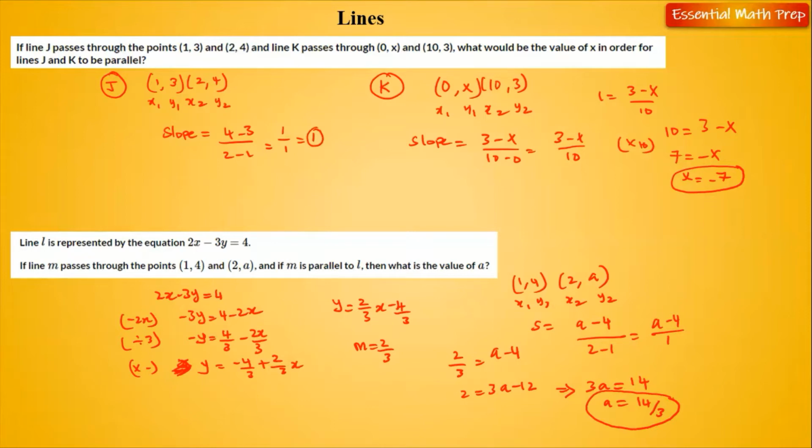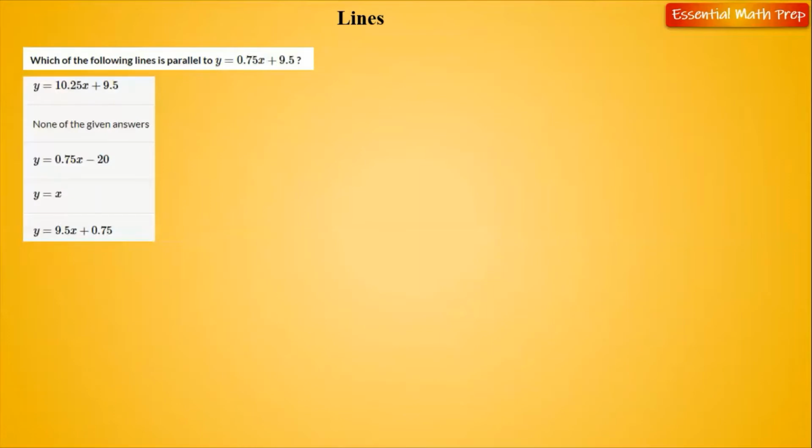And that's pretty much it. Let's continue. Which of the following lines is parallel to y equals 0.75x plus 9.5? I would say this is probably the easiest question in this entire series, right? We're told that the two lines are parallel because you're told which of the other lines is parallel to the line that's given. So here you are not going to do any work out.